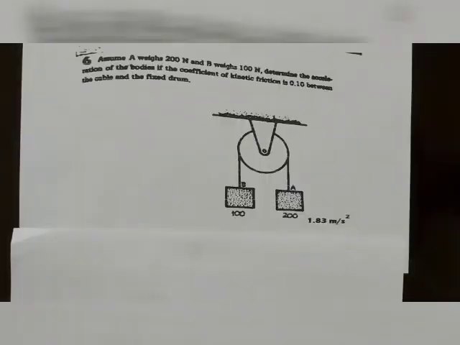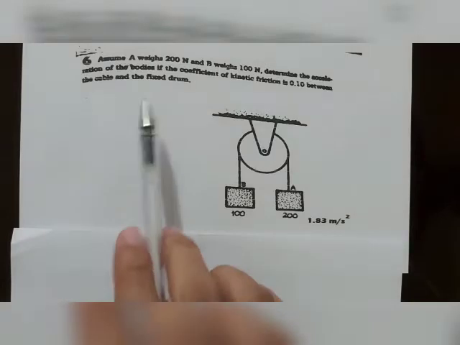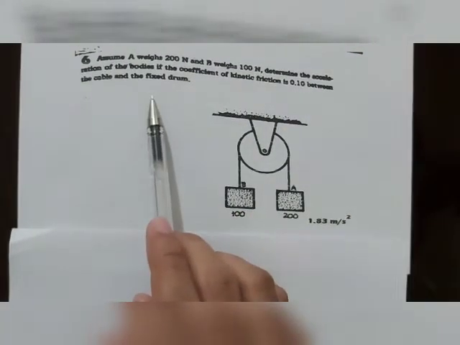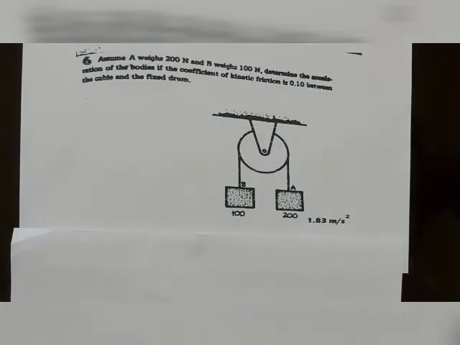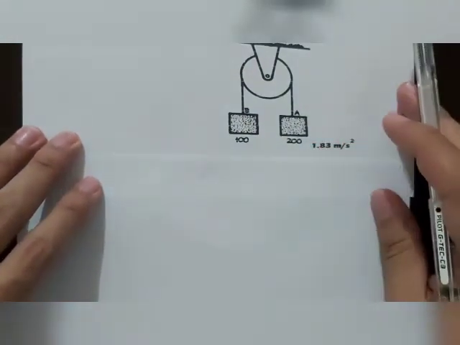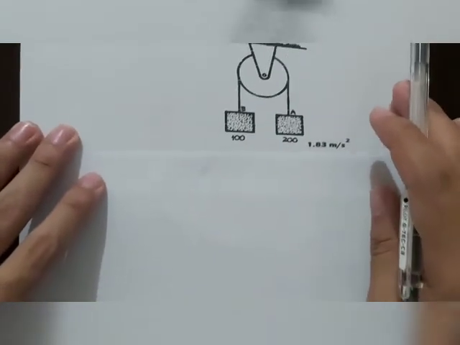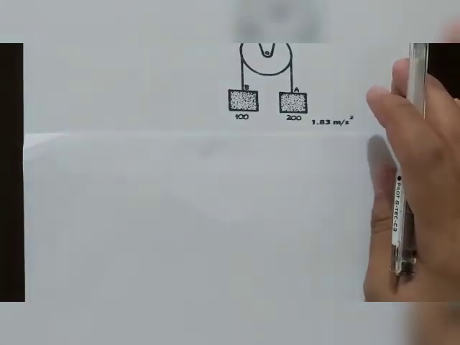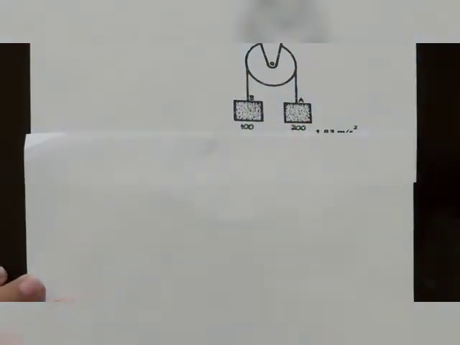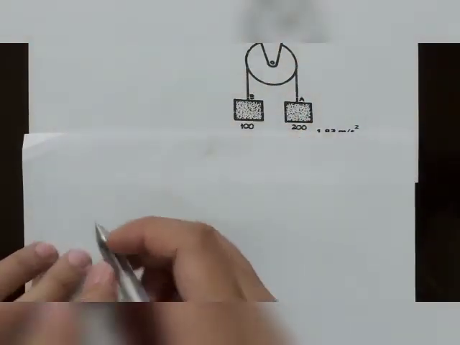Okay, assume A weighs 200 Newton and B weighs 100 Newton. Determine the acceleration of the bodies if the coefficient of kinetic friction is 0.10 between the cable and the fixed drum. Okay, so ito yung ating diagram or body diagram. So first, drawing muna natin yung free body diagram ng ating B.